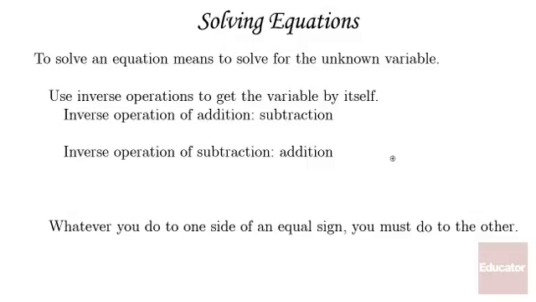So, to solve an equation means to solve for the unknown variable. Whenever you have an equation and you have one variable only, you can solve for it. Now, once you get the variable by itself, you're going to solve the equation. And in order to get the variable by itself, you're actually going to use inverse operations.